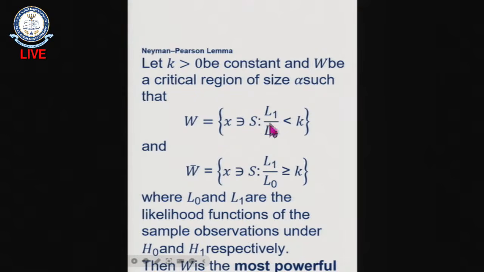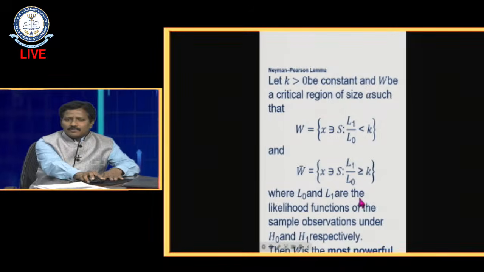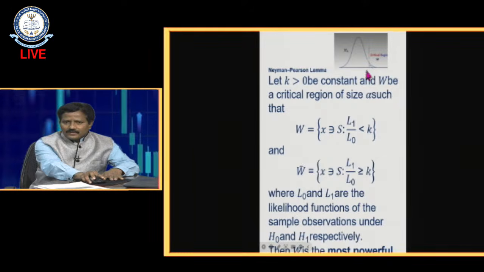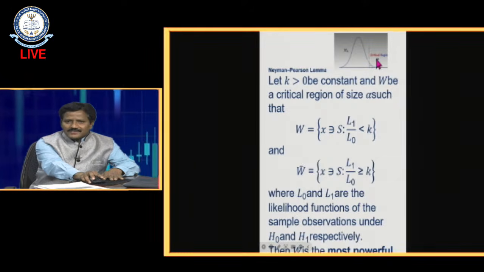Here L0 and L1 are the likelihood functions of the corresponding sample observations, given n observations, under H0 and H1, under only these simple hypotheses. The main purpose of this lemma is to find the value K, using alpha only. This W is called the most powerful test, also called the best critical region.